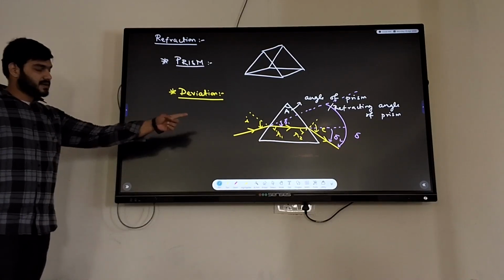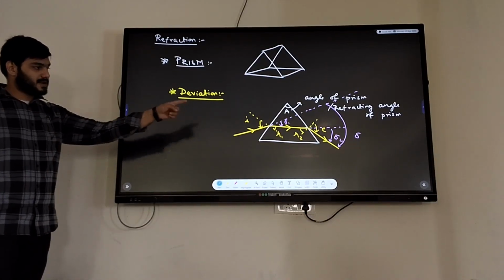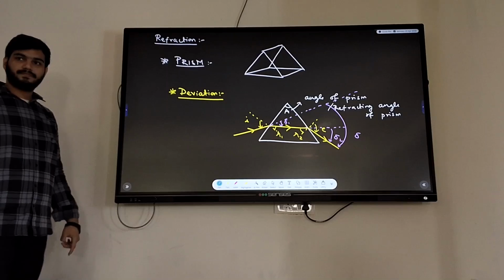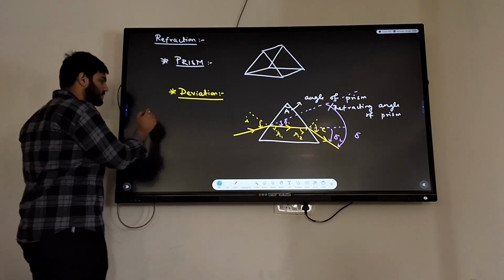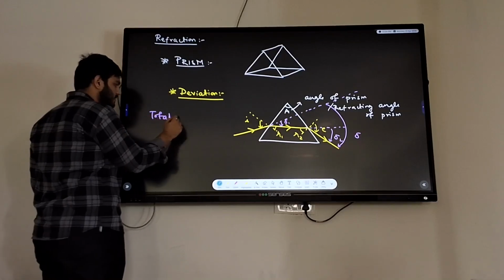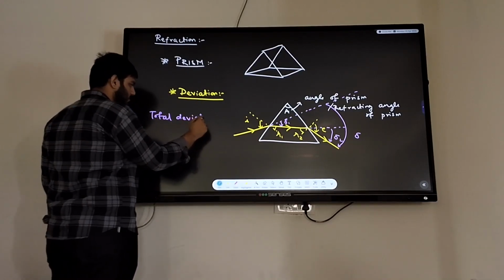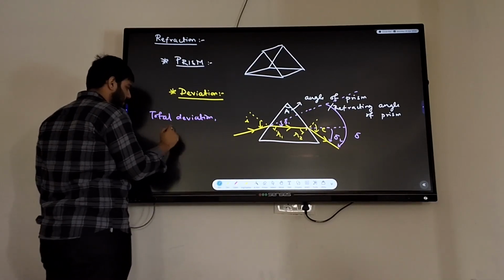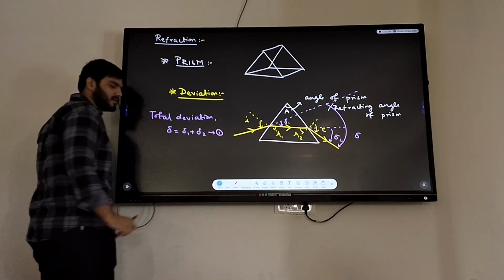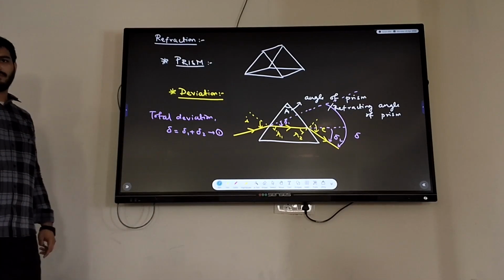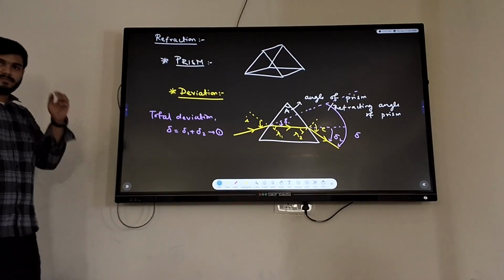Just by looking at it, can you tell me the relationship between delta, delta 1 and delta 2? Delta equals delta 1 plus delta 2. Can you see that? Yes. So the total deviation delta is delta 1 plus delta 2. All the equations that I am numbering will be important to us later. Please write with me.